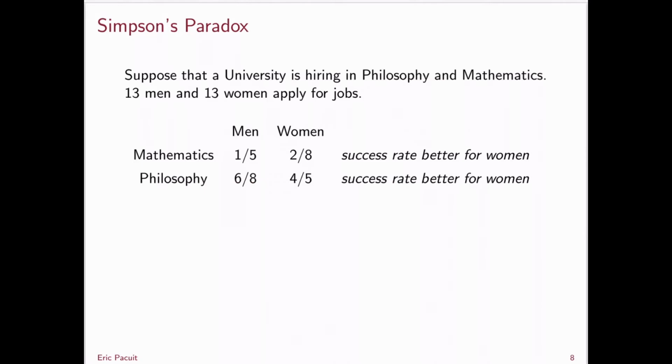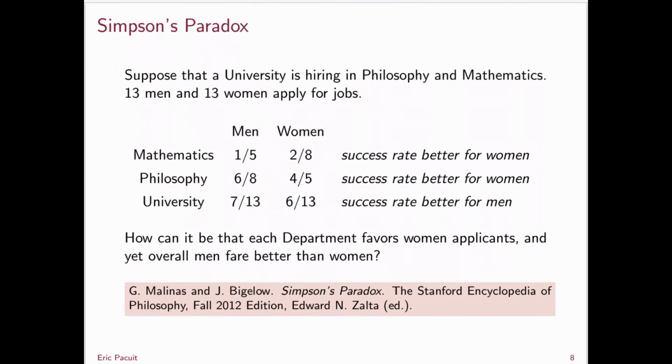What about for the women? Well, 5 women applied for the job and 4 of them got it. So 4 out of 5 women got the job in the philosophy department. If we compare the success rate for men versus women in the philosophy department, we see that the success rate for women is greater than the success rate for men. So for simplicity, imagine that there are only 2 departments in the entire university, a philosophy department and a mathematics department. We look at both departments and we see that the success rate for women is better in both departments. And then we look overall.